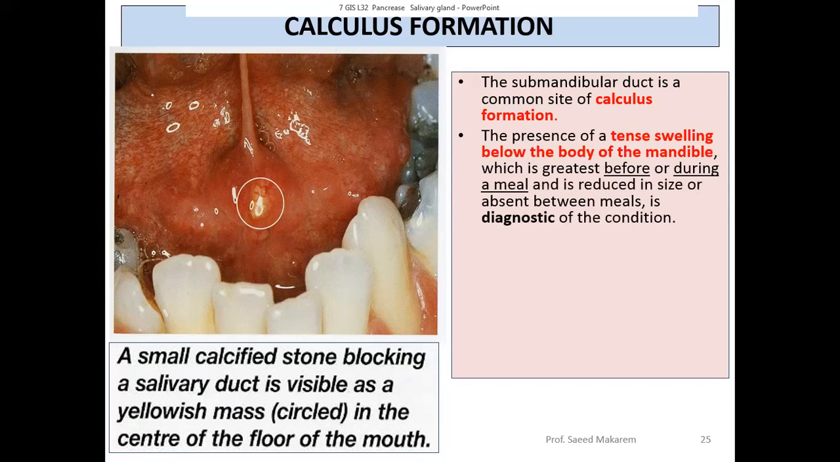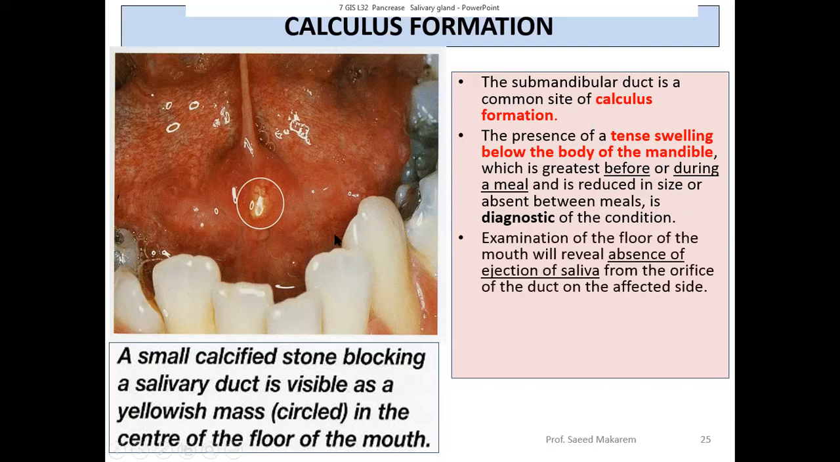The presence of a tense swelling below the body of the mandible, which is the greatest before or during a meal and is reduced in size or absent between meals, is a diagnostic condition. This swelling becomes more intense during swallowing of food, because whenever food comes, there will be secretion from the salivary glands. So it indicates that there is a calculus formation.